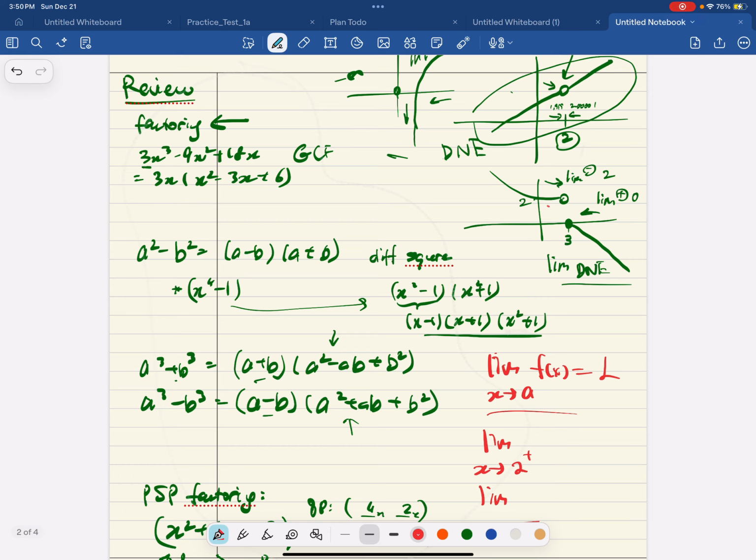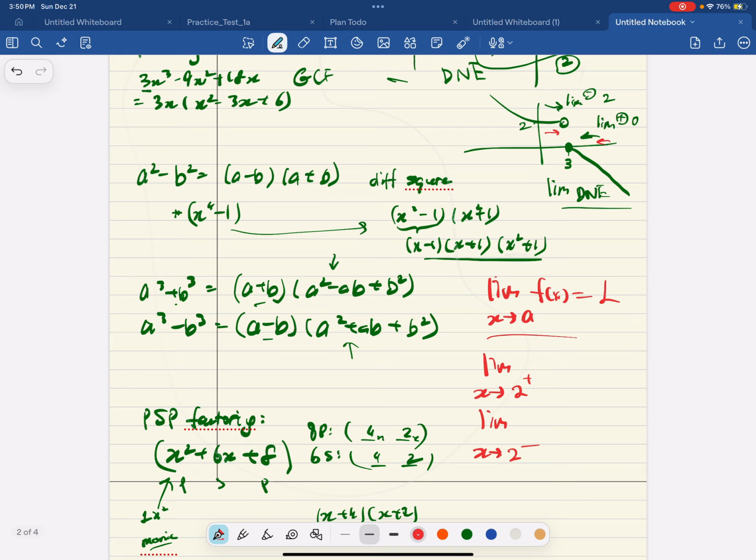That is like when we talked about from the negative, from the left, from the positive side, from the right, and that's the same here. And it could apply to basically anything. And we should write f of x, but again, f of x can be anything.